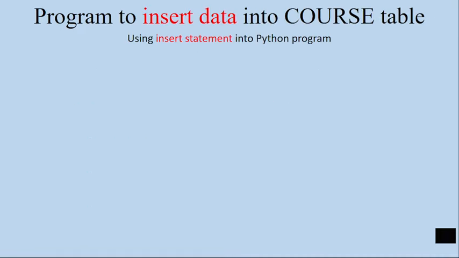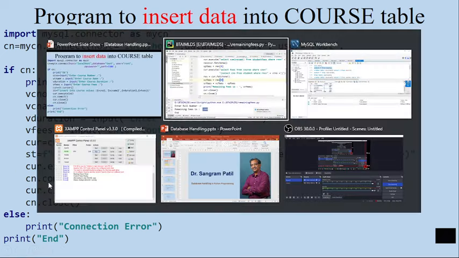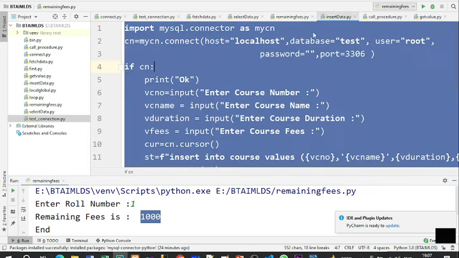Okay. Now, inserting data into the table. I want to insert data into the table. To insert the data, we have two techniques: we can insert directly or we can take the data from the user. Let me check what I have given here. Okay, we are taking the data from the user first: course number, course name, duration and fees, and then we are creating an insert statement, insert into course values CNO, VC name, duration and fees, and then directly we are calling execute.